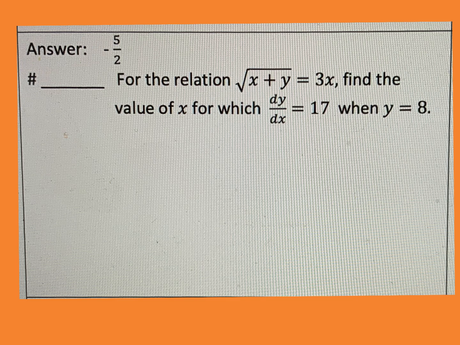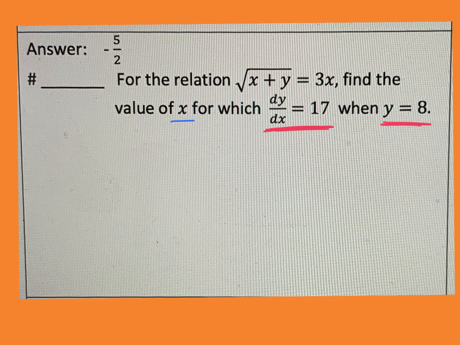So for this relation, we have the square root of x plus y equals 3x. We're going to find the value of x this time. We're given that dy dx is equal to 17 when y is equal to 8. So again, what are we trying to do? Take a derivative. So let's take a derivative.